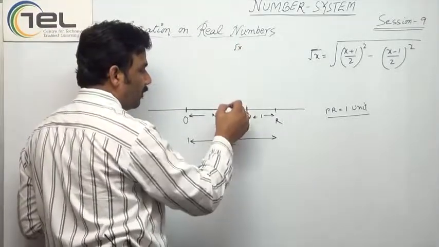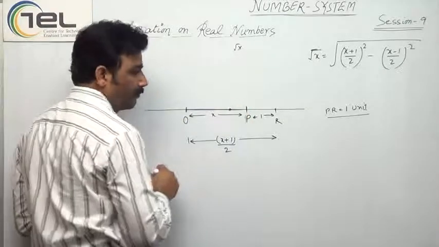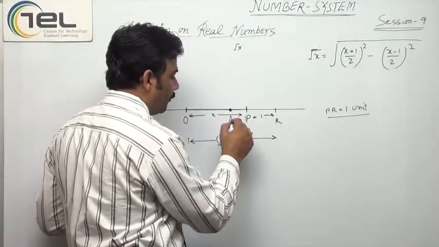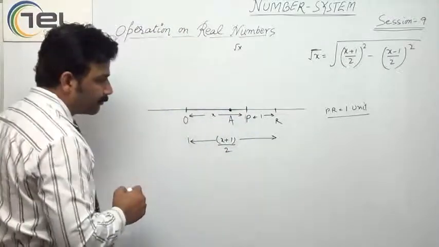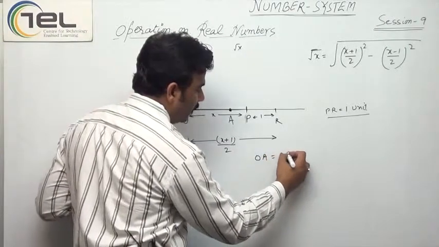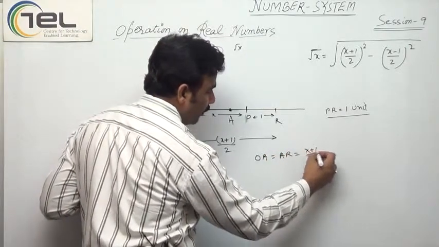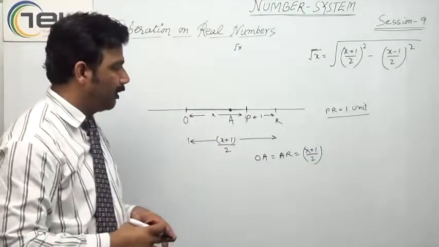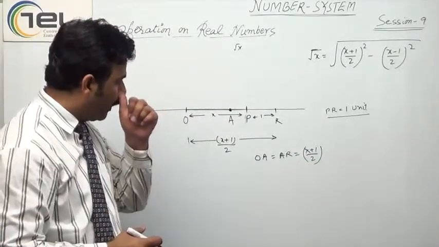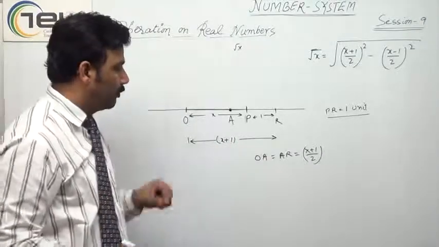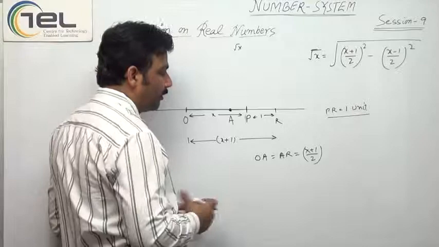So I will mark the midpoint here. This is the midpoint, and I will call this midpoint A. So OA is equal to AR is equal to (x plus 1) by 2. Clear? It is (x plus 1) by 2. So this is one thing I will have. I just divided by this one.